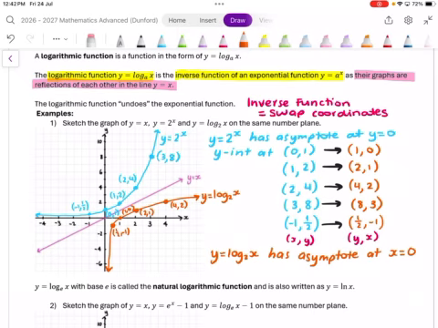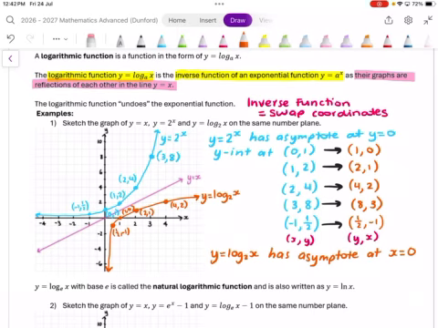So the whole purpose of this little exercise or this little example is for you to see the relationship between an exponential function and a logarithmic function and how they're the inverse of each other, just like how multiplication and division are the inverse of each other. Okay, so they're opposite across the line y equals x.